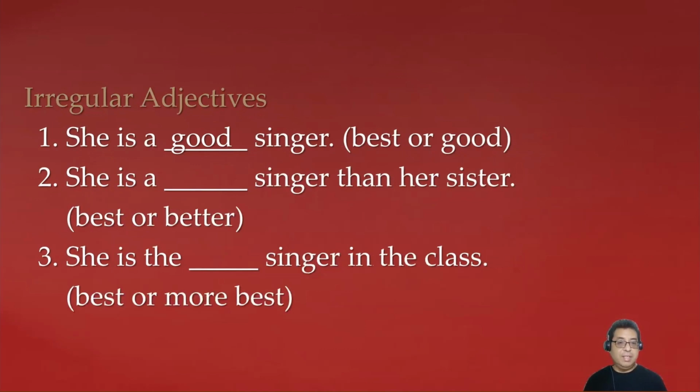Number two, she is a blank singer than her sister. What are you going to use? Best or better? Right, better. She is a better singer than her sister.